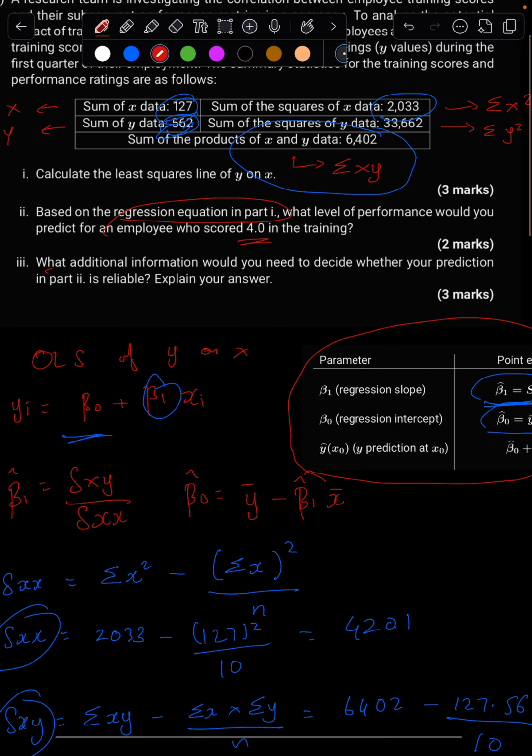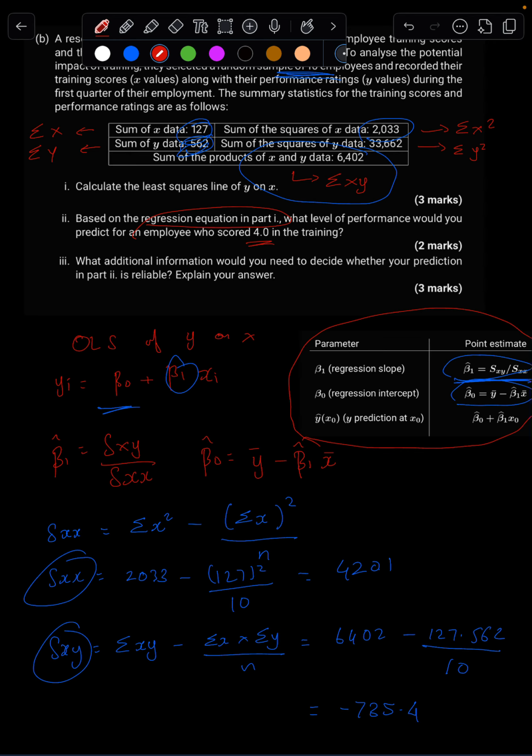Last one. It's going to be stock information. What additional information would you need to decide whether your prediction is reliable? It's a stock answer, like every single question you're going to use this. Every single time you're going to say the range of x data, so that we can assess whether the prediction is interpolation or extrapolation.